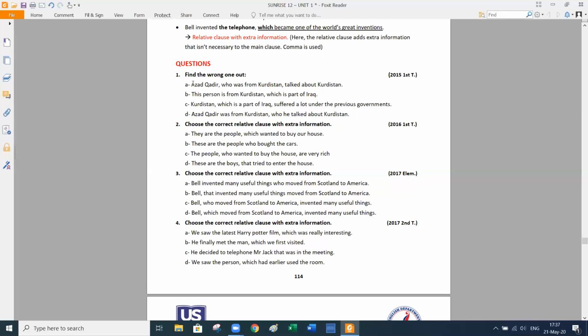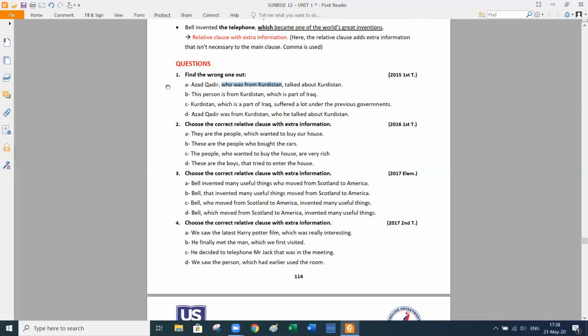Azat Kadir talked about Kurdistan. This is the main clause. And who was from Kurdistan? Azat is from Kurdistan. That's additional information. It doesn't contribute to the main sentence. It doesn't complete it, but it is giving additional information only. When you say Azat Kadir talked about Kurdistan, that's complete already. That's a meaningful sentence already. So "he was from Kurdistan" is only giving additional information.